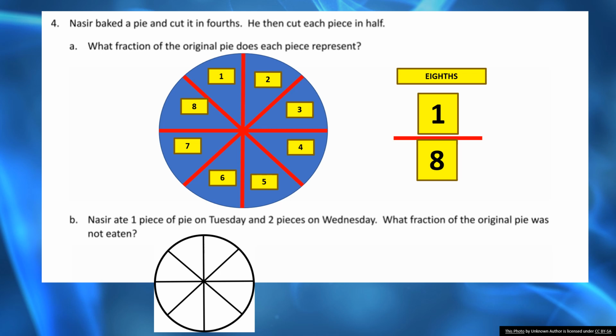B says, Nasir ate 1 piece of pie on Tuesday and 2 pieces on Wednesday. What fraction of the original pie was not eaten? So go ahead and draw this pie with 8 pieces on your paper under letter B. And if you need to pause the video right now so that you can go ahead and do so, do it now.